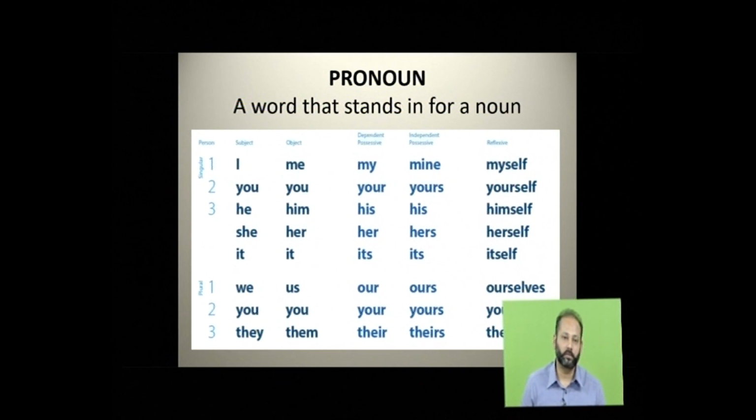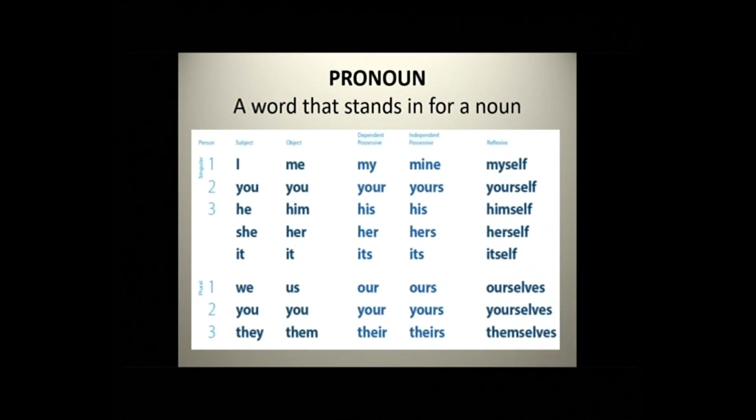Similarly, third person pronouns, we have he, she, it, and him, her, it as object. Then dependent, his, her, its. Then independent possessives, his, hers, its. Then reflexive, himself, herself and itself. I hope you understand this. Singular, first person, second person and third person pronouns. Then further we have plural, first person, second person and third person pronouns.